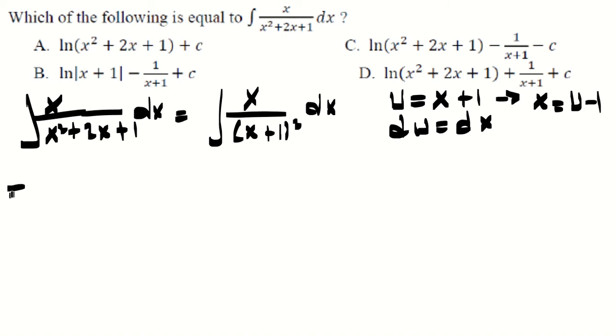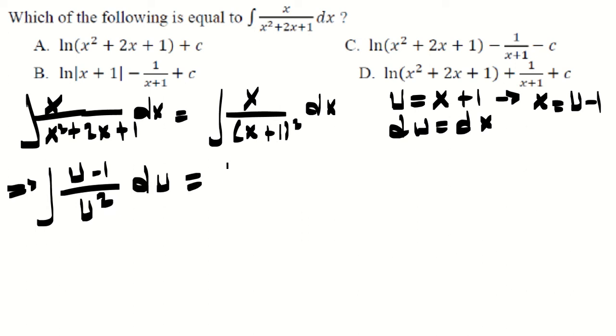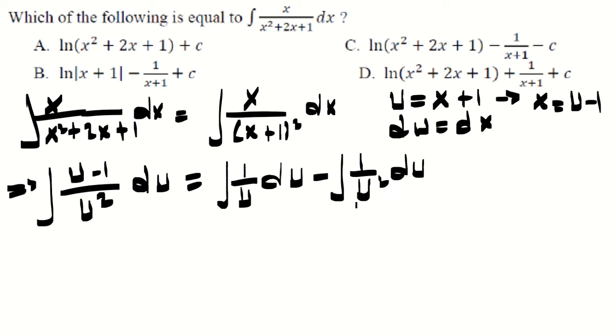Now the integral is going to be changed completely. In place of x we can write (u minus 1) the whole over u squared. The denominator is just u, x plus 1 is already substituted by u. Then du. This is equal to the integral, we can give this denominator for each. That means u over u squared, it's 1 over u du, minus, again separate, the integral of 1 over u squared du.